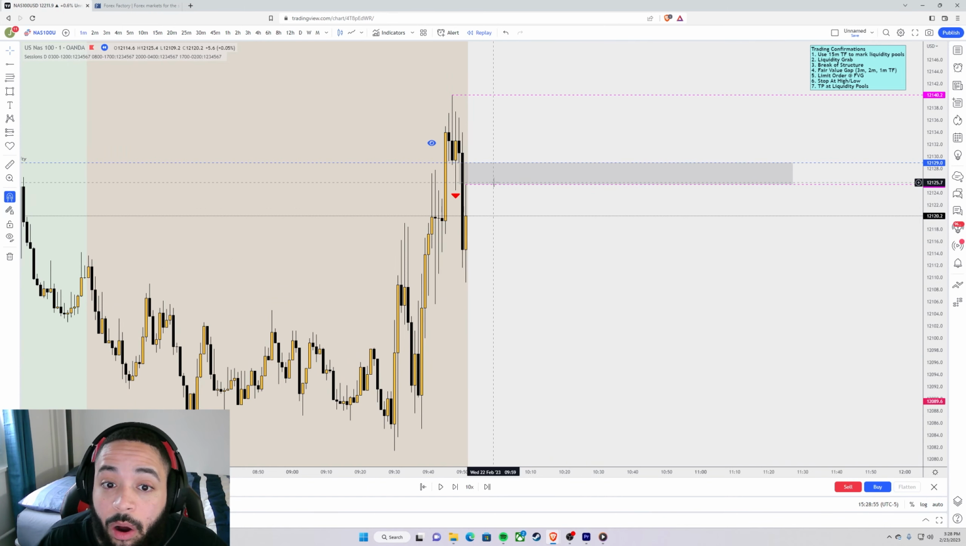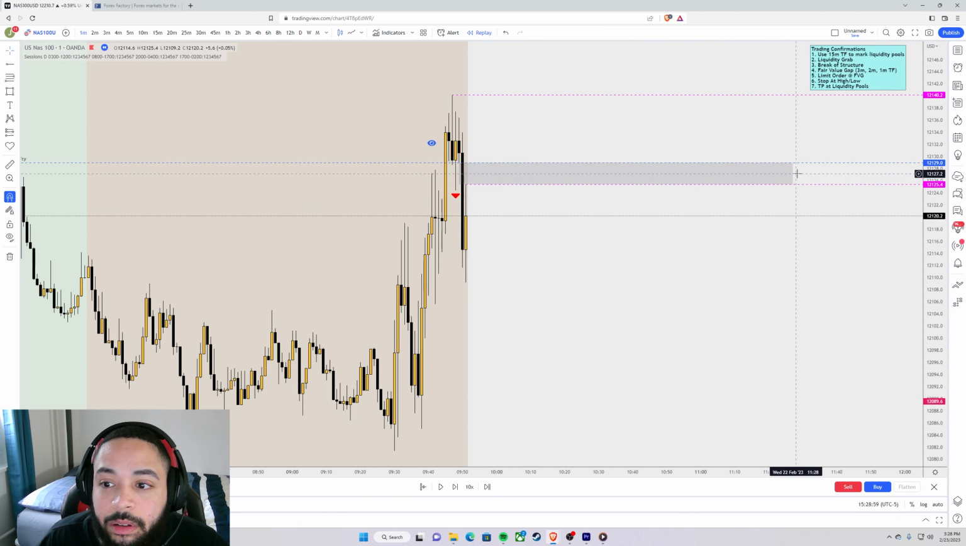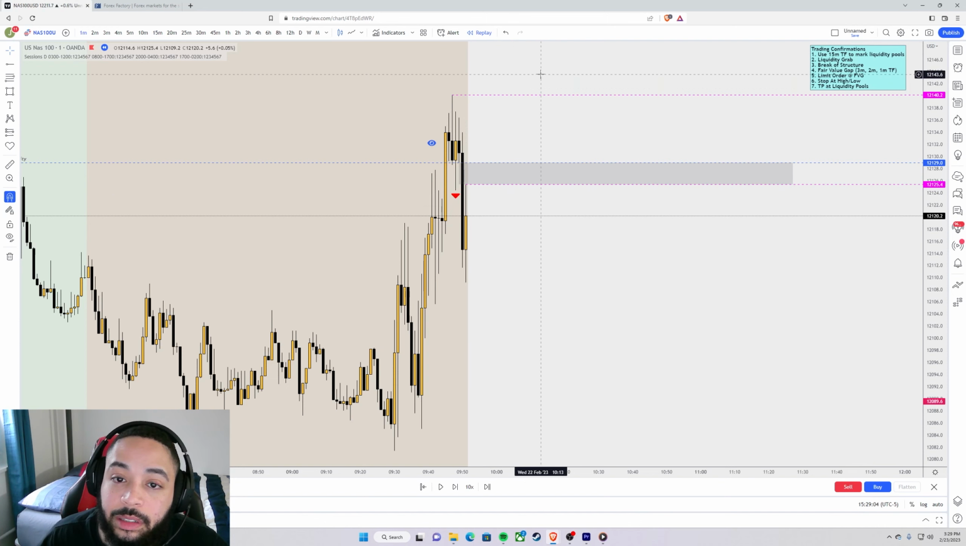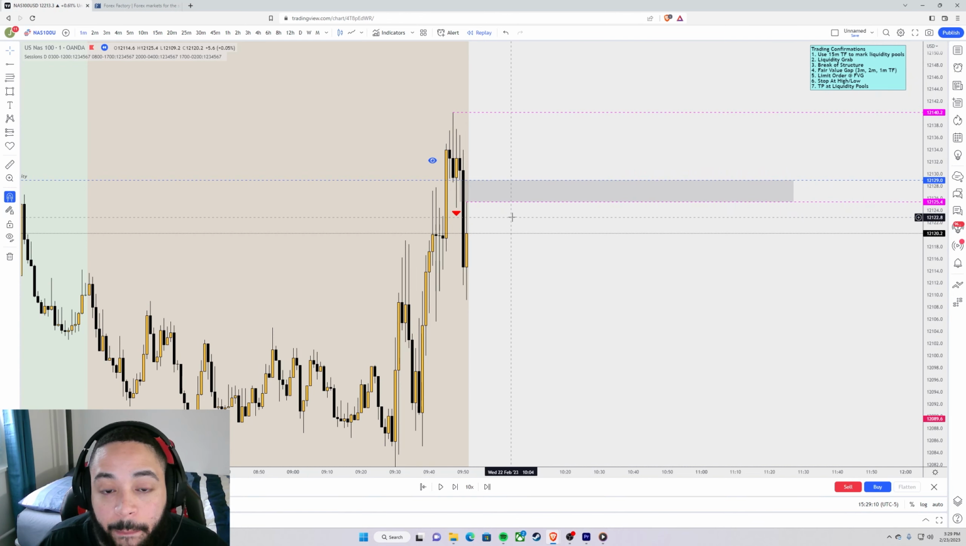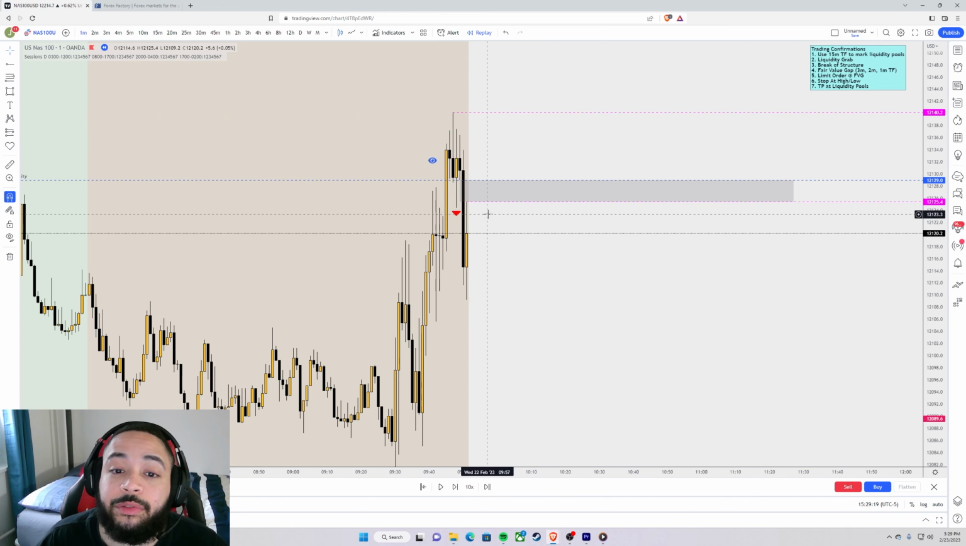Trading is a game of probability, so it is unlikely for price to want to continue going higher after this. Is it possible that it can? Yes, because no strategy works 100% of the time. However, because it's a game of probabilities, right? Because buy side liquidity was already taken, I believe there's very little reason for price to want to go higher and break this high compared to it actually wanting to go lower.